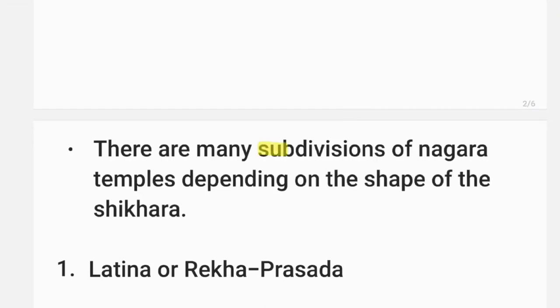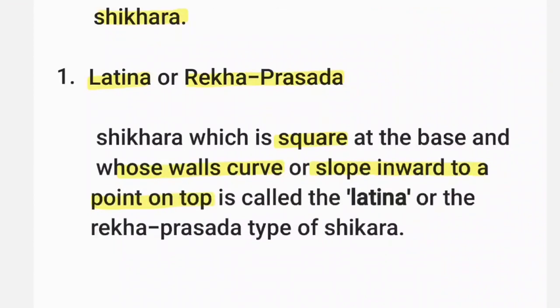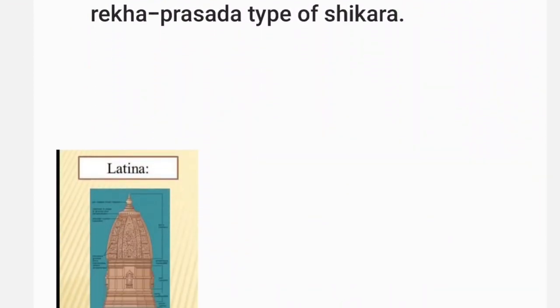Now there are subdivisions of the Nagar style of temple depending upon the shape of the Shikhar. The first one is the Latina or Rekha Prasad type. In this, the shikhar is square at the base and its walls curve or slope inward to a point on the top. If we look at the structure, the shikhar is square at the base, and as the height of the shikhar increases, it is curved inward like this.